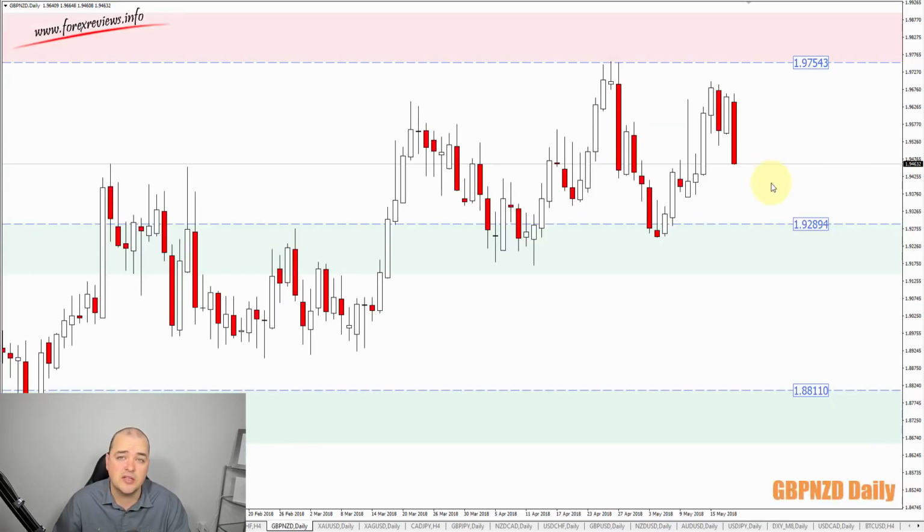The next pair I'd like to cover is GBP New Zealand, and I'm on the daily chart. Now on GBP New Zealand this week, the zone I'd like to mention is the 192.89 zone area. This is an area on this market that acted as strong support on the previous test back here and back here in the recent past.